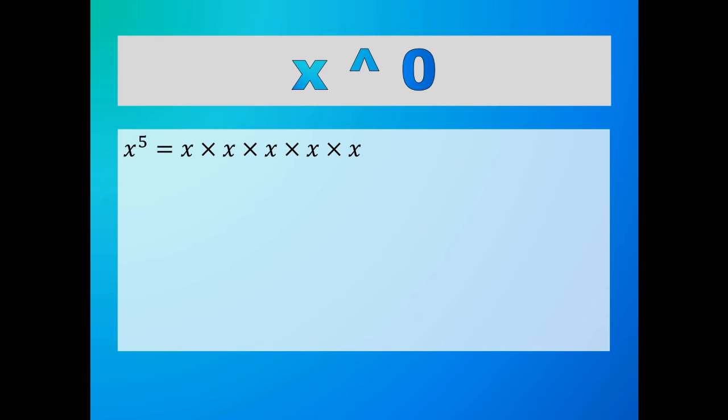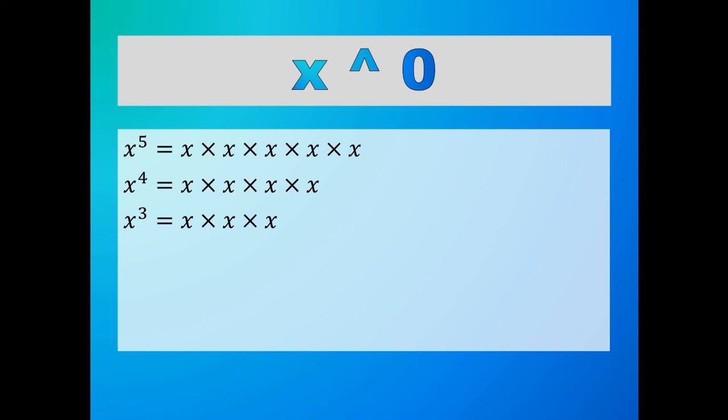So in this set of videos, x is any real number but 0, so it could be either positive or negative. X to the 5th is x times x times x times x times x. We have 5 x's being multiplied together. X to the 4th is x times x times x times x. We have 4 x's being multiplied together.